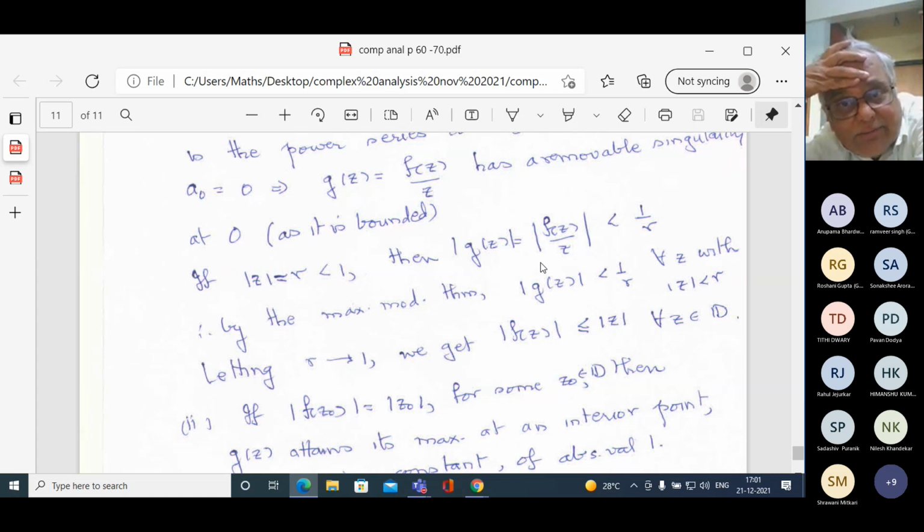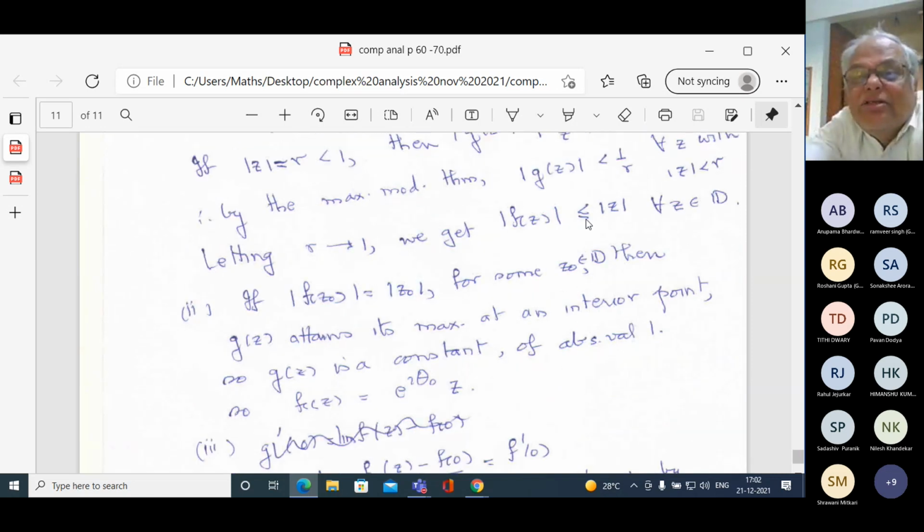|g(z)| is less than 1 by r for |z| equal to r, and therefore by the maximum modulus theorem, |g(z)| is less than or equal to 1 by r, I should say, for all z with |z| strictly less than r. And therefore, letting r tend to 1, we get |g(z)| is less than 1 by r for all r less than 1, and therefore |g(z)| is less than or equal to 1 for all z with |z| less than 1. Okay? That is, z in D. So |g(z)| is less than or equal to 1 for all |z| less than 1. That means |f(z)| is less than or equal to |z|. This is the first thing you want to prove.